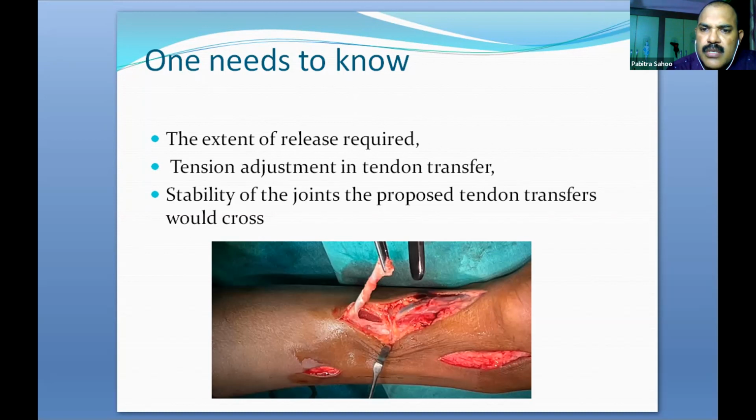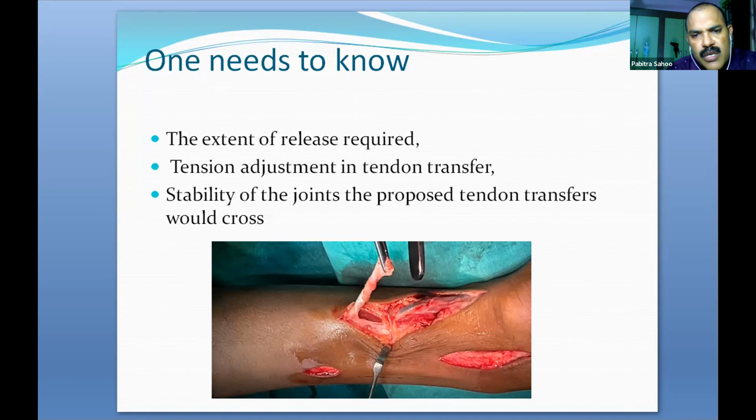Stability of the joints that the proposed tendon transfer would cross. So what is the status of the joint? If there is any associated deformity, the deformity must be fully corrected around the joint where the tendon is going to cross in case of tendon transfer. So these are the basic things one must know for planning any sort of management in upper limb cerebral palsy. The spasticity and voluntary control of the muscles selected for transfer.